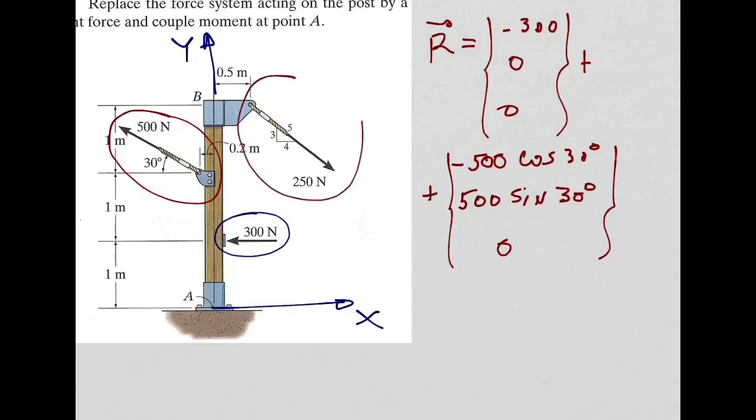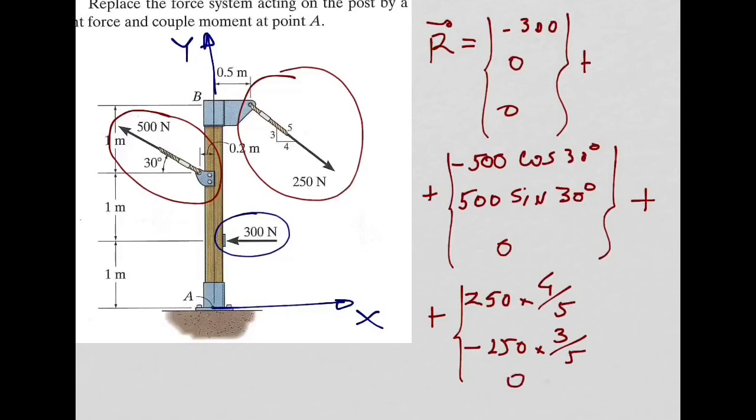And now the last one is this. You tell me horizontal component, 250 times 4 over 5, is it? Is the sine of that angle, right? Is 4 over 5. Vertical component, how much is it? It's positive or negative? Negative. 250 times what? 3 over 5. Z component is 0.